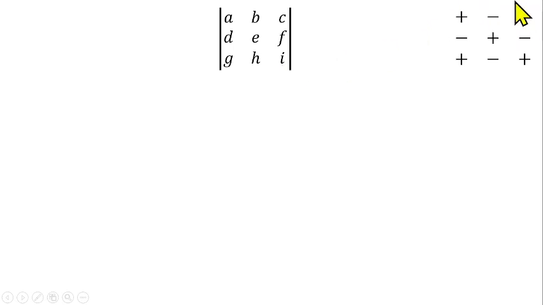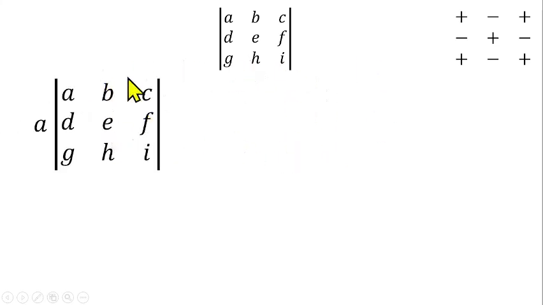Then the last one, which is for C, is positive, so you write plus C. This C is in the first row, third column, so you close the first row and the third column. We are left with D, E, G, and H, which is also a 2 by 2 matrix. If you do that, you have something like this.